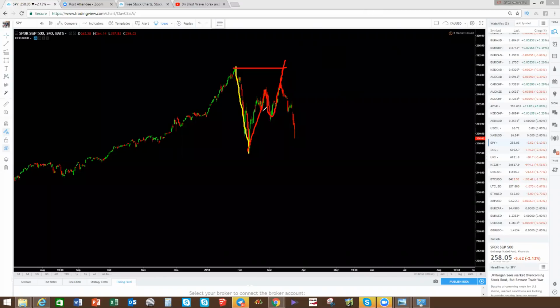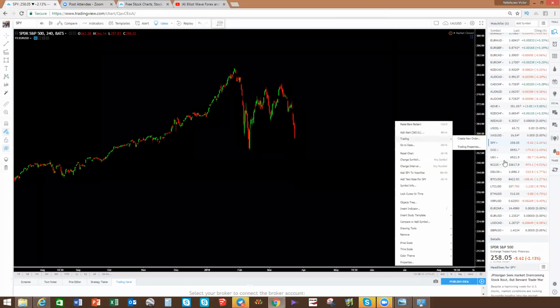What this does is simply that you're going to get a pullback, and then you're going to get a move similar to this one. So in the coming week, expect further downside, for a move similar to this one. Looking at the NASDAQ as well.